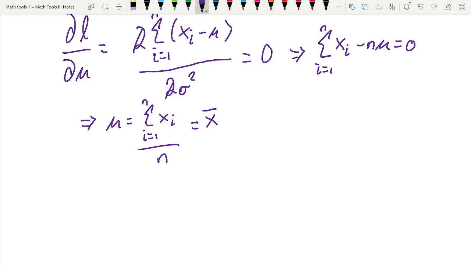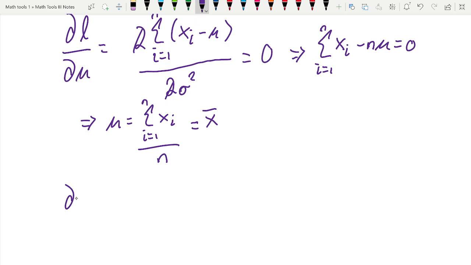Maximum likelihood estimation is what it sounds like. It's asking, what is the most likely value for the population mean? Well, the most likely value based on the data that we've just seen. So the most likely value based on that data would be the sample mean.